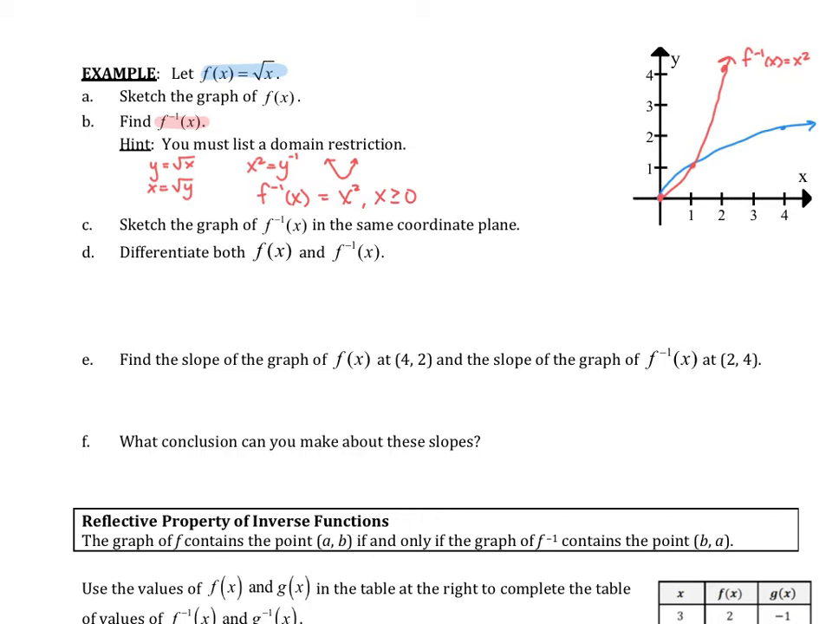We can see that. Now, if we want to differentiate both, if I take f of x, which we know is the square root of x, and I take the derivative of this, we get 1 over 2 root x. Before I take the derivative of the inverse, let's actually just write the inverse is x squared. So if I take the derivative of this, we get 2x.